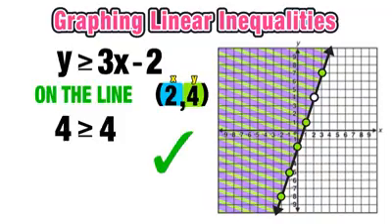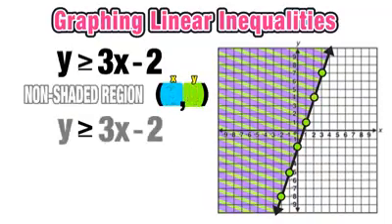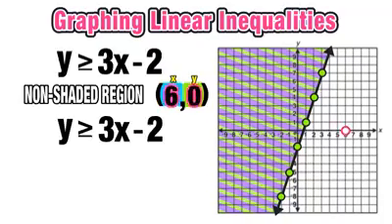And this should help us to understand why any point on the line is also included in the solution set. Now finally, what about a point that's in the non-shaded region? Let's choose the point with coordinates 6, 0. So again, we'll replace the x value with 6, the value of our x coordinate, and the y value with 0, the value of our y coordinate for this particular point in the non-shaded region.